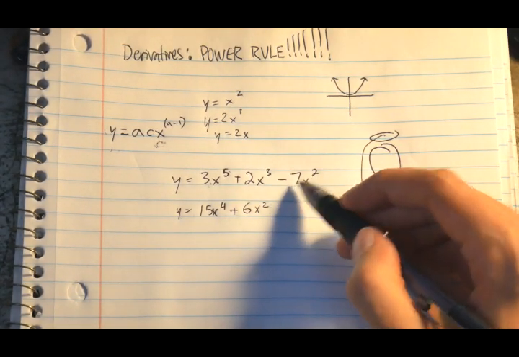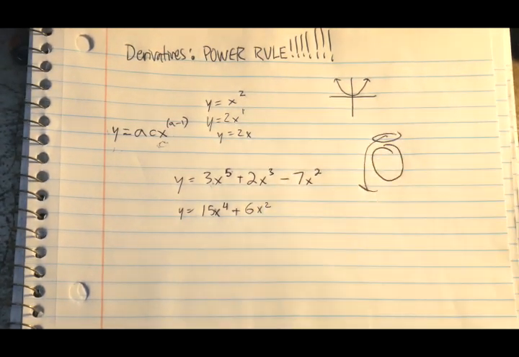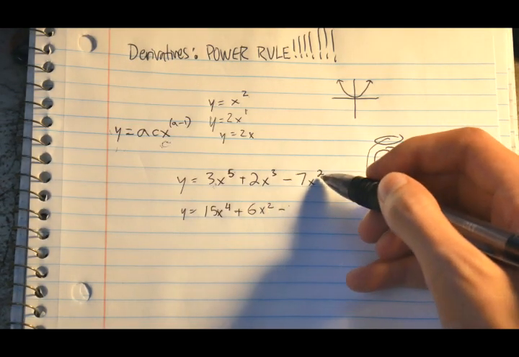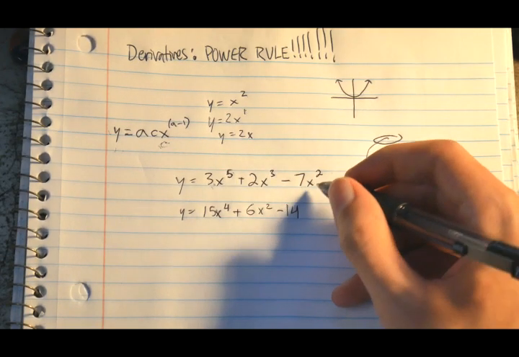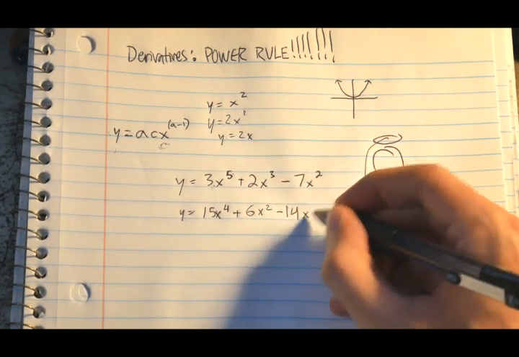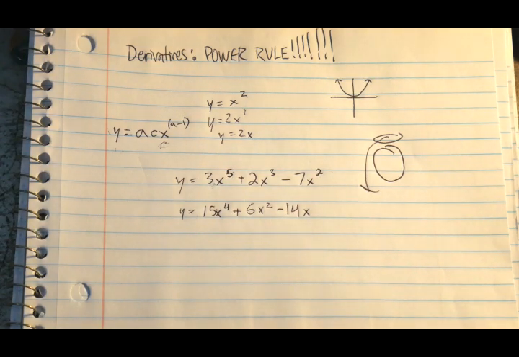And then this is a minus here, so we have to account for that subtraction, that little minus sign. We can't forget about that. So really what you're doing here is 2 times negative 7, so you get a negative 14. You subtract 2 by 1, you get that 1 again. So you got x to the 1st, which is really just x. So that's your final answer.